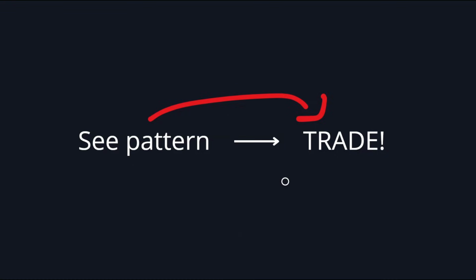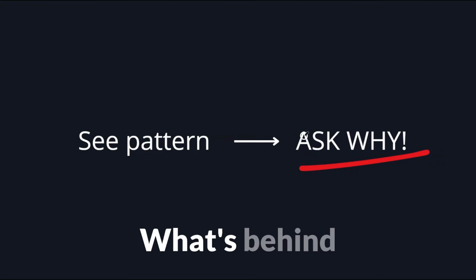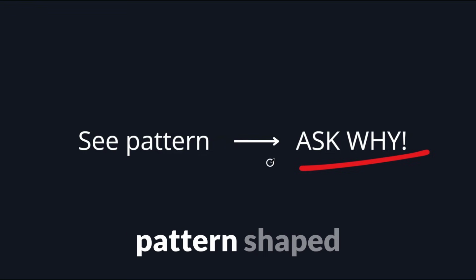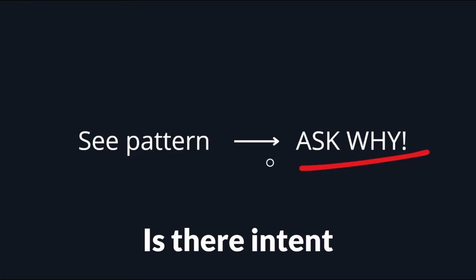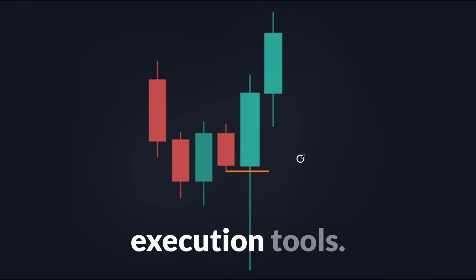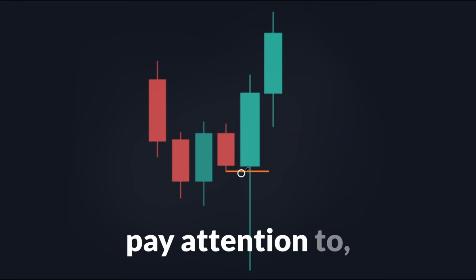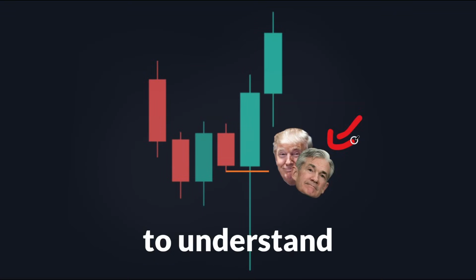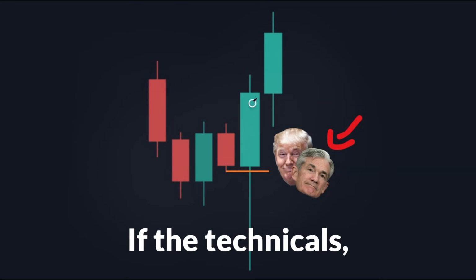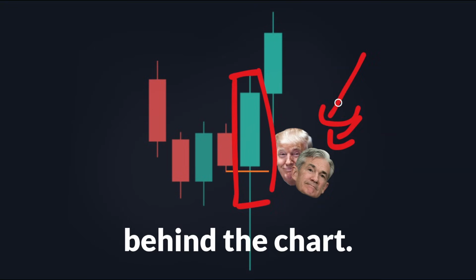Instead, I want you to shift your mindset to this, okay? If I see a pattern, I want to ask why. What's behind that pattern? What is the catalyst? Why did it form? Why did the pattern shape on the chart? Is there intent behind it, or is it just random? See, candlestick patterns are execution tools. They tell us that maybe something is happening, that maybe we need to pay attention to. But it's our task to understand what's going on and then take action on it, if the technicals, so what we see on the chart, align with what is going on behind the chart.